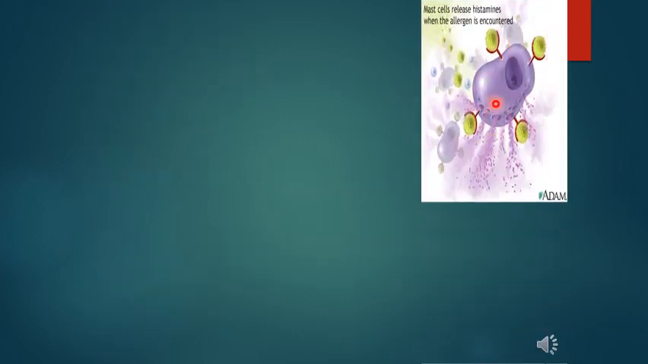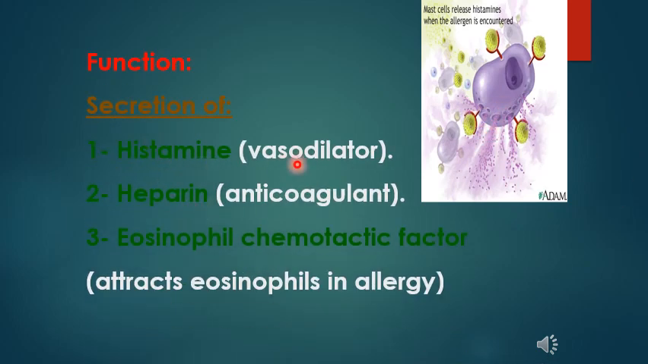The mast cell contains a receptor to which are attached the antibodies secreted by the plasma cell. The first exposure to antigen, this is an antigen, the B lymphocyte changes into plasma cell and produces antibodies. The antibodies attach here on the mast cell. On the second exposure, the antigen-antibody complex leads to release of the following: histamine, which is a vasodilator, heparin, which is an anticoagulant, and eosinophil chemotactic factor.